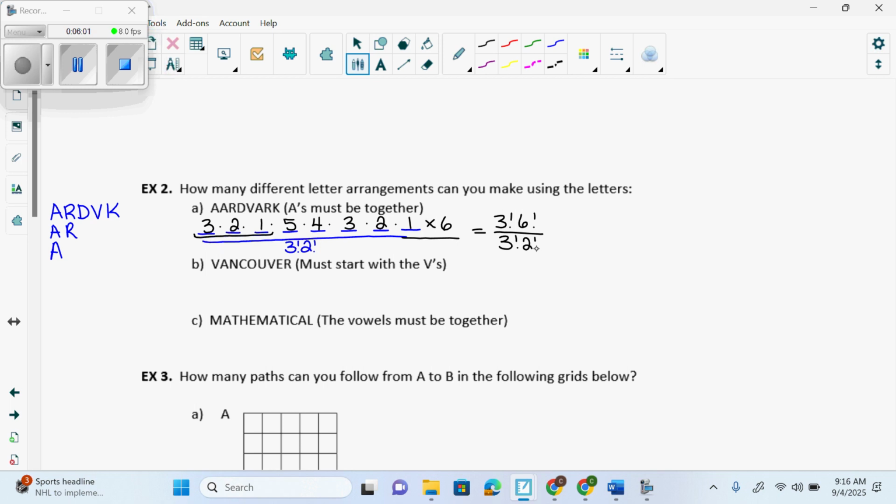But what if they didn't cancel? I want everyone to type these in, because if you got TI-83, you're probably going to get the wrong answer. So go type it in. And if you have a TI-84, you might get a wrong answer too. The answer should be 360.